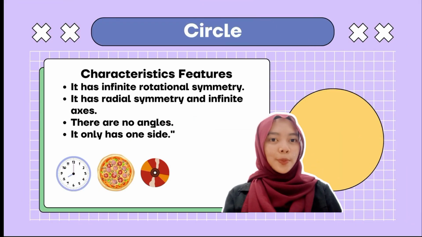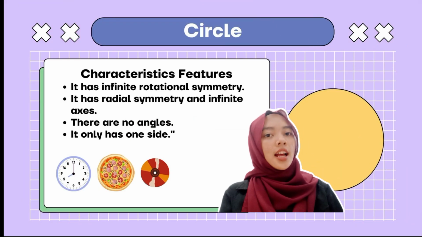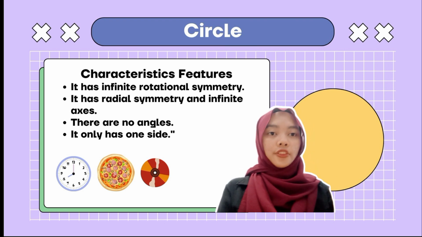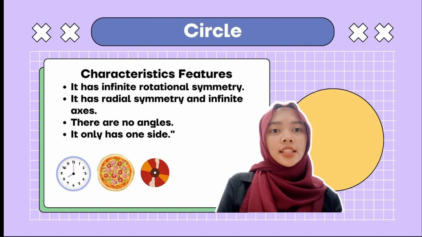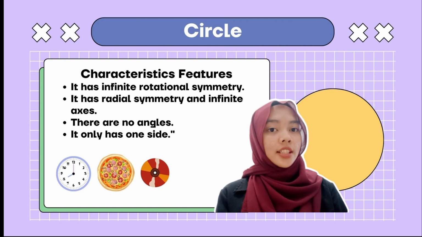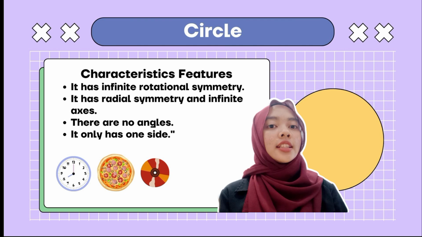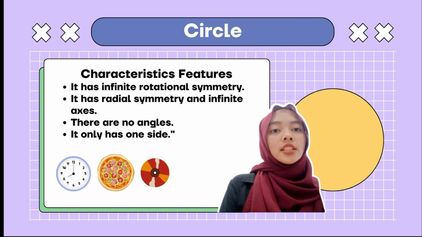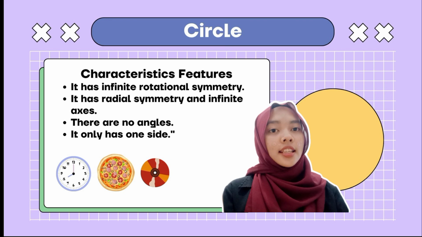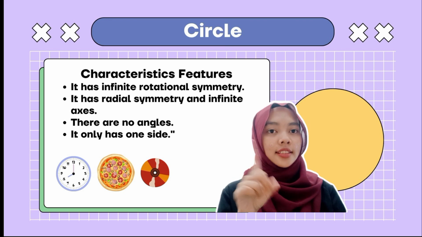Okay, the next plane figure is the circle. The following are the characteristics of a circle. The first, it has infinite rotational symmetry. The second, it has radial symmetry and infinite axes. The third, there are no angles. And the last, it only has one side.